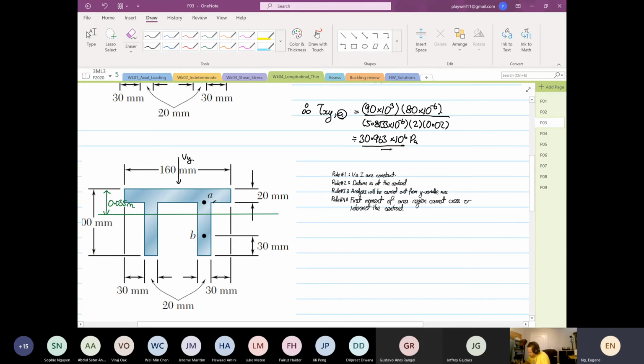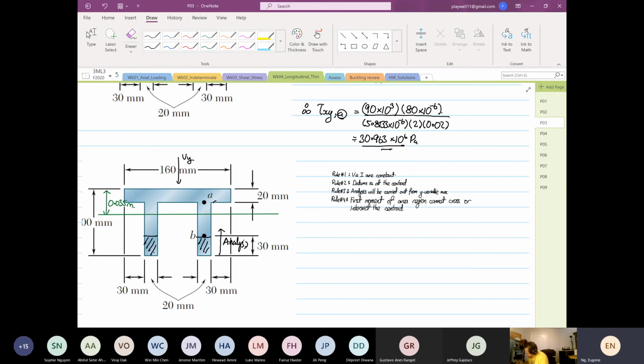Datum is at the centroid. The analysis will start from where? This is the analysis direction, right? So this is the area that you have to consider. That is the area you have to consider. So when that's the case, now you can start calculating your first moment of area.